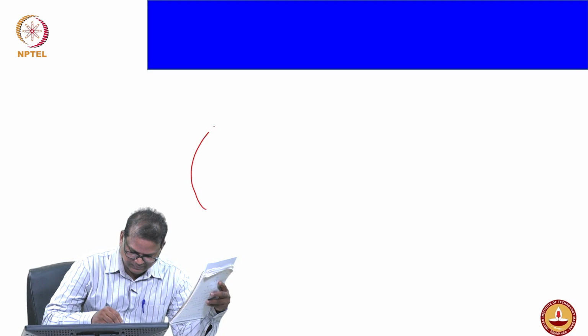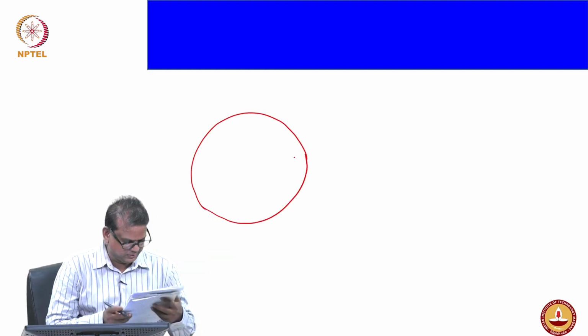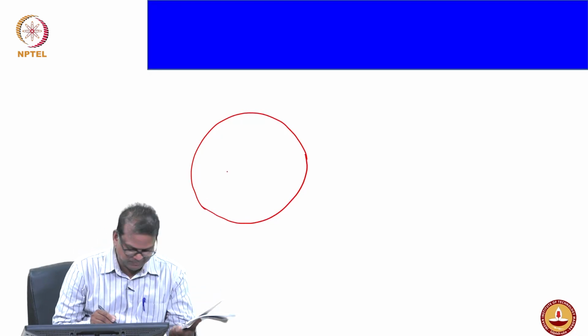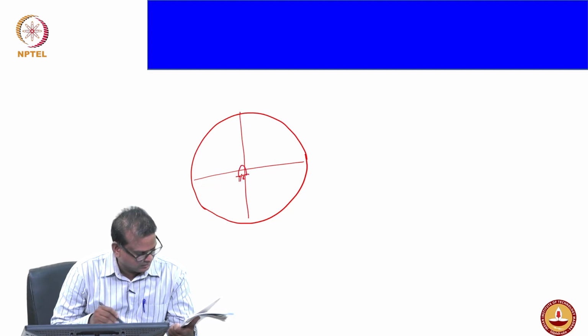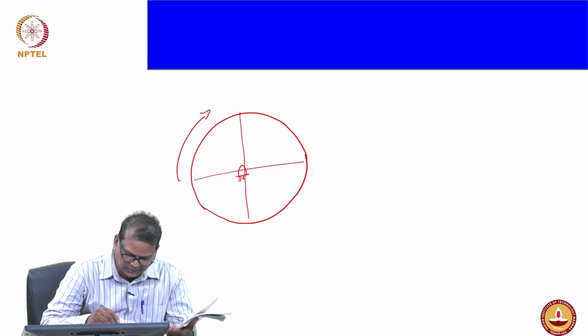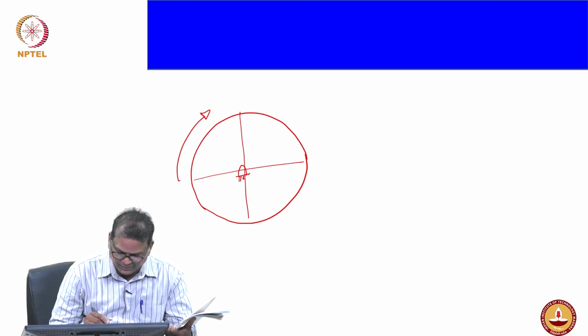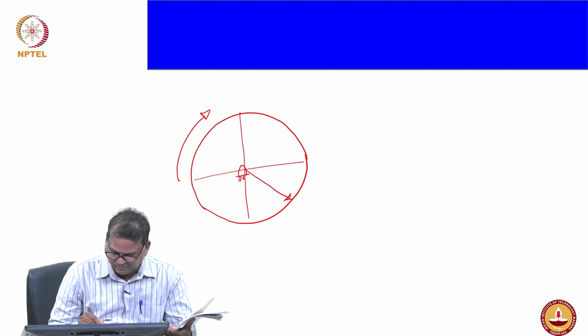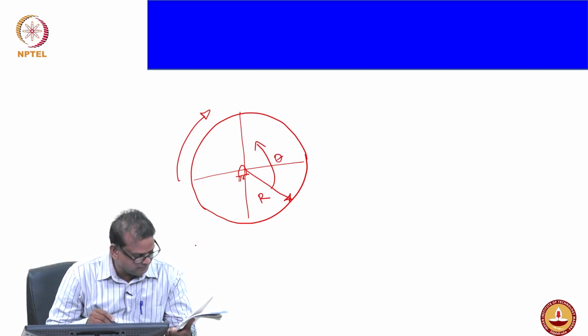I draw the circle. This is for the drum aspect. The drum is pivoted at the middle, and assuming it is rotating in this direction, R is the radius of the drum, and the lining, from where it starts to there, we can call theta.